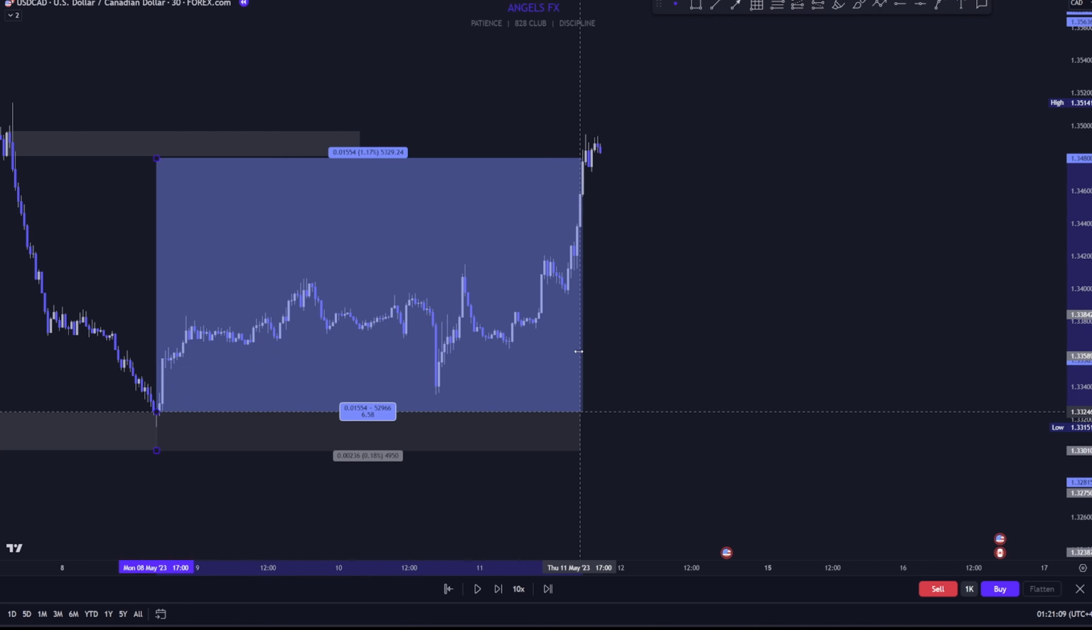And you could have a second entry here on this demand zone. But we missed it, no problem. We still have this move. So this is how price moves, okay? Another example of a demand order block.